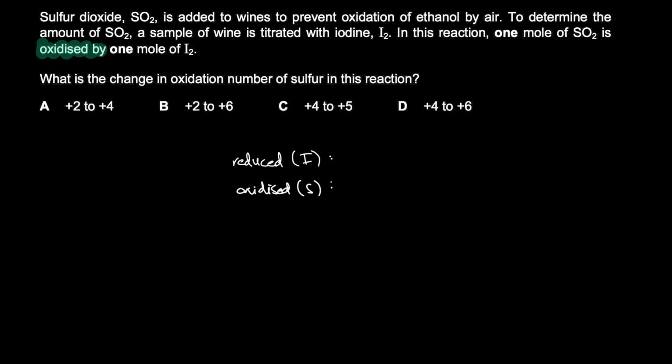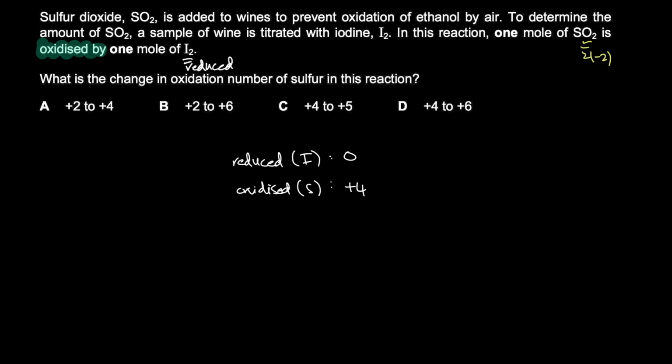Now the initial oxidation number of iodine in I2 is 0. The initial oxidation number of sulfur in SO2 is plus 4, right? You have 2 oxygens, each of which is -2. So that's -4. So that means sulfur must be +4. Now, since the question is saying that iodine is acting as an oxidizing agent, that means iodine must be reduced.